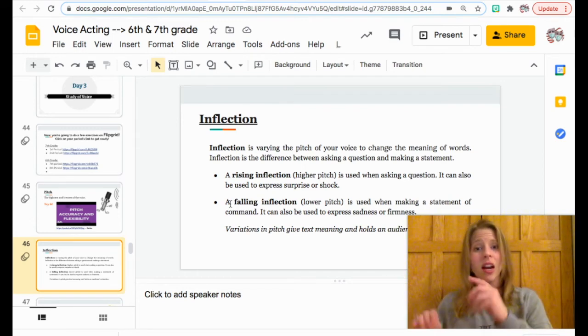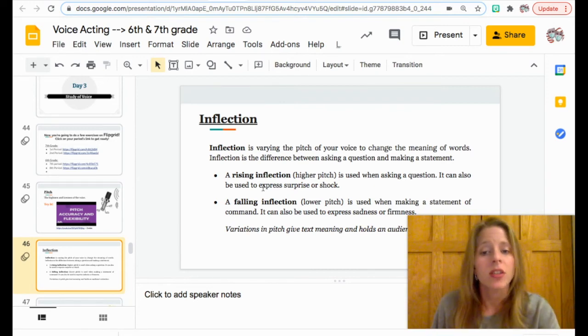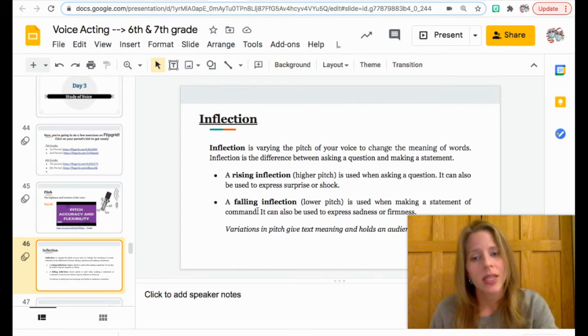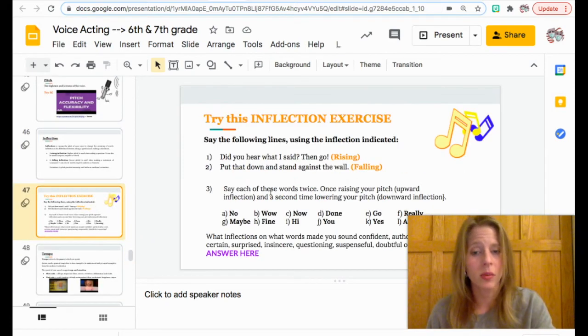Whereas normally our voices are up and down, blah, blah, blah. Depending, so a rising inflection with a higher pitch at the end generally is used when you're asking a question, right? And then again, it can also be used to express shock and surprise. And then a falling inflection, a lower pitch, usually is for a period. So firmness. So you're going to experiment with that a little bit on Flipgrid.